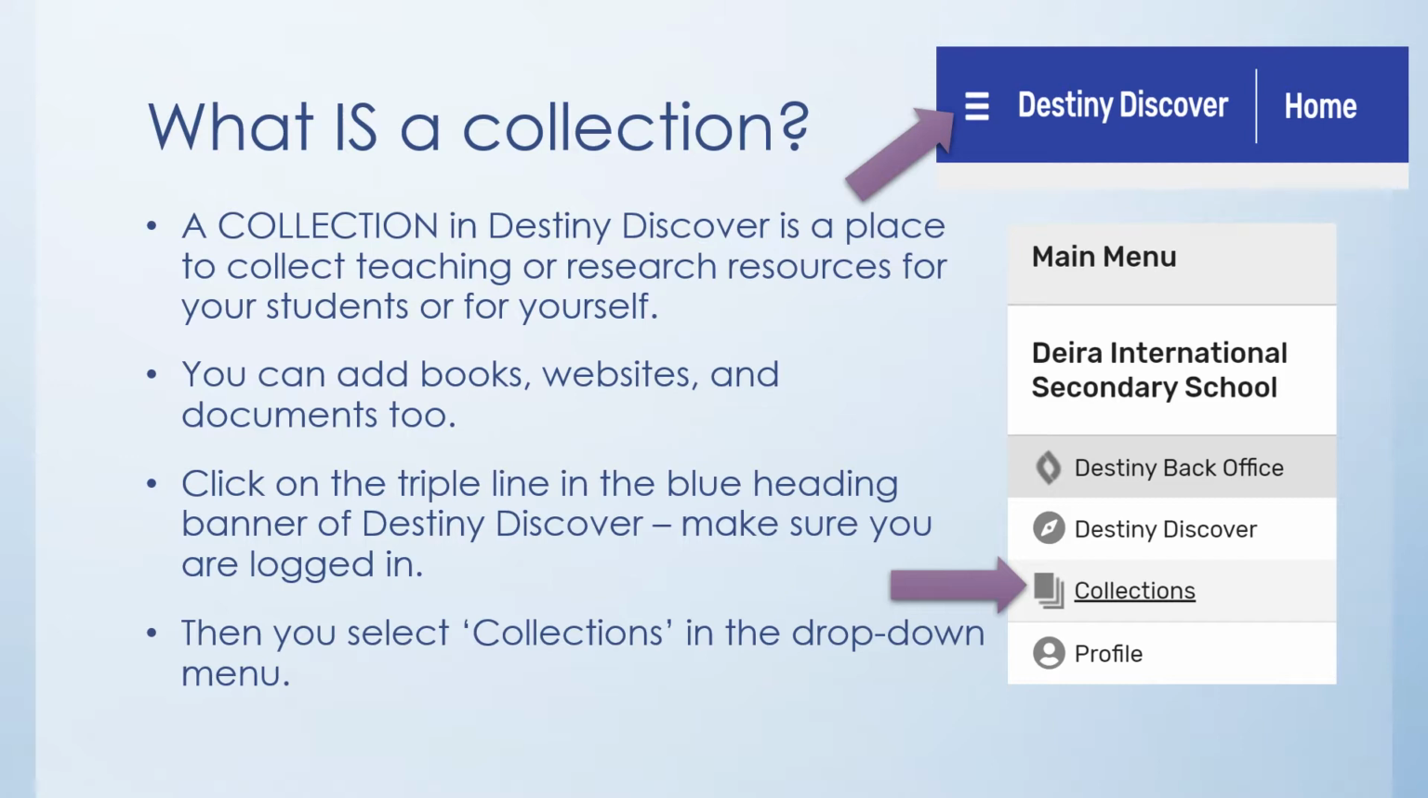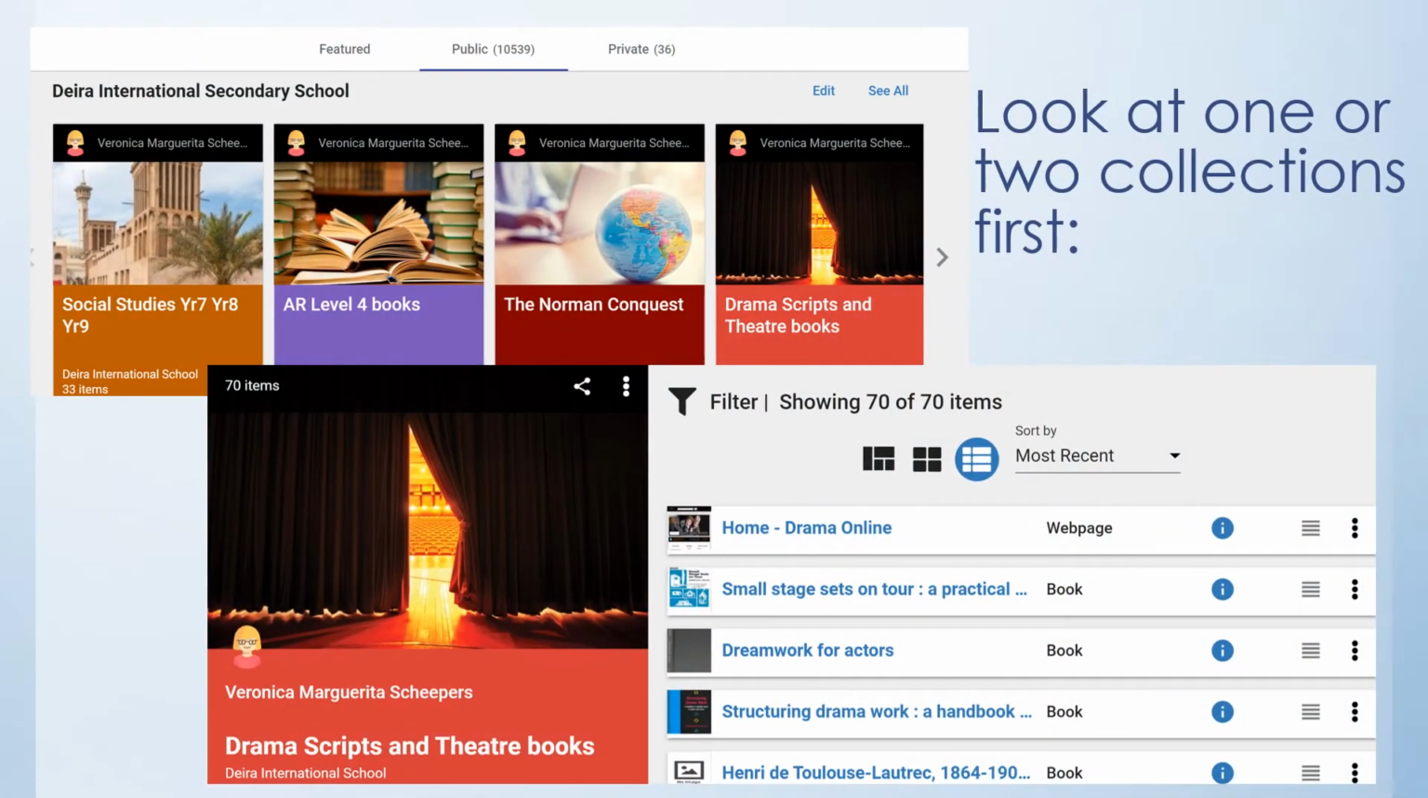You click on the triple line in the blue heading, and you make sure you're logged in though. So you make sure that you're logged in, and then you select collections. You will see here at the top, you first have a look at one or two collections, because then you'll be able to see who the author is. And obviously, if you're in public, there are more than 10,000 collections already created by librarians, by teachers, by students, if they've made them public as well. Obviously, you don't have to.